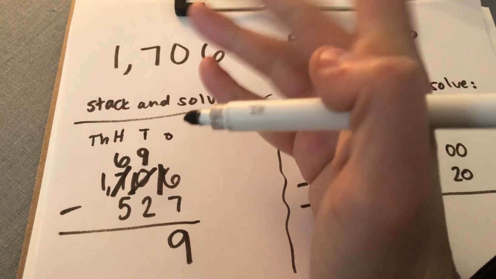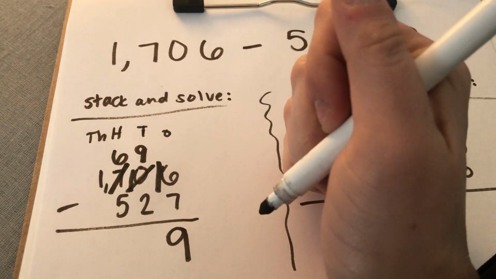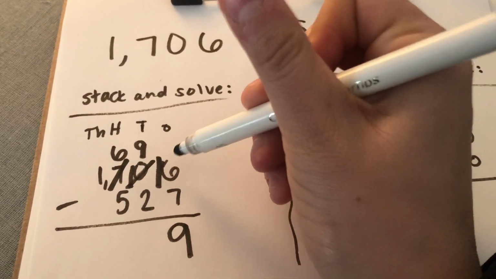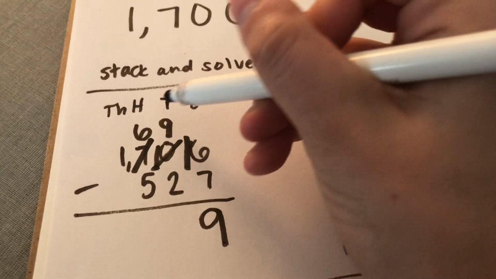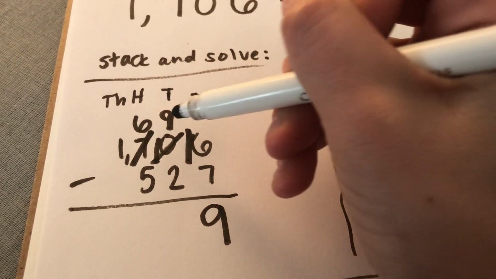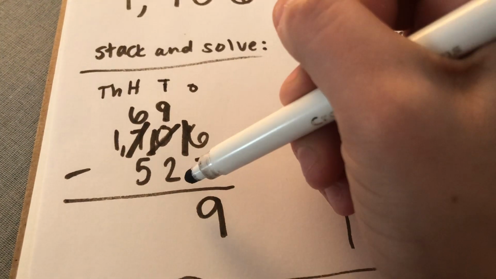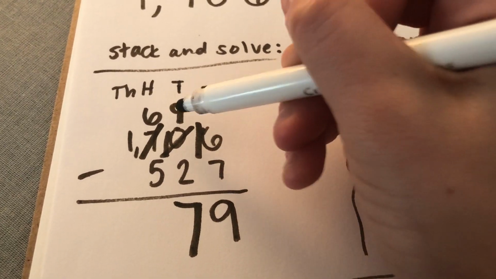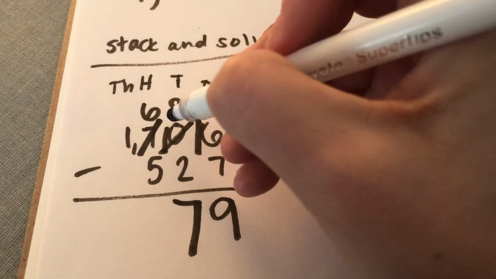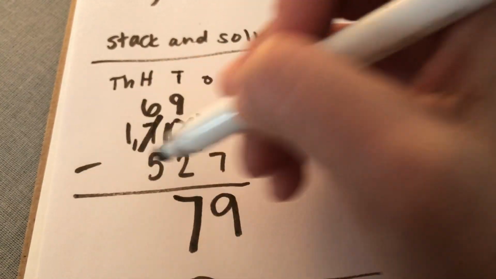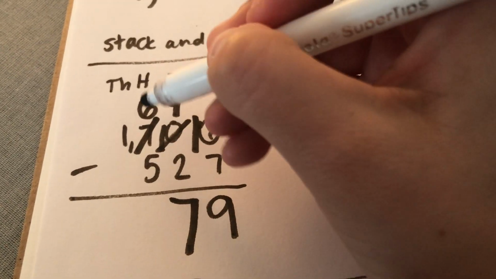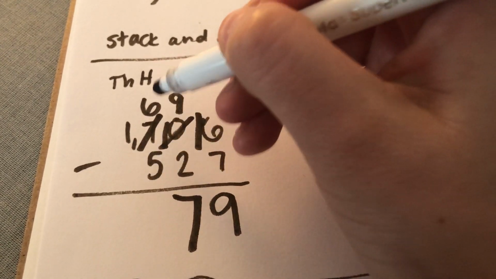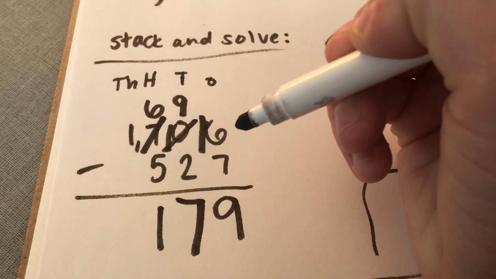Don't forget you can draw dots or use your fingers if you need to. I know 9 plus 7 is 16. Now I'm looking at the tens place. 9 tens minus 2 tens gives me 7 tens. I don't need to regroup. There's more on top. 9 minus 2 is 7. Looking at the hundreds, 6 hundreds minus 5 hundreds. Well, there's enough on top. I can take 5 away from 6. It will leave me with 100.